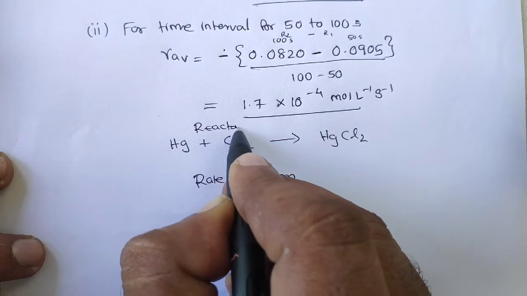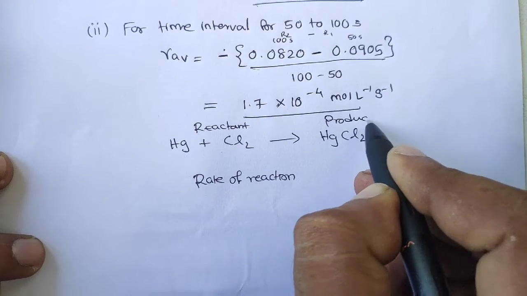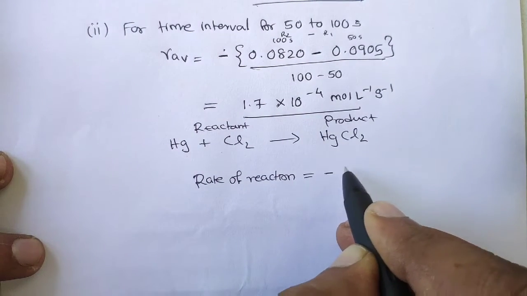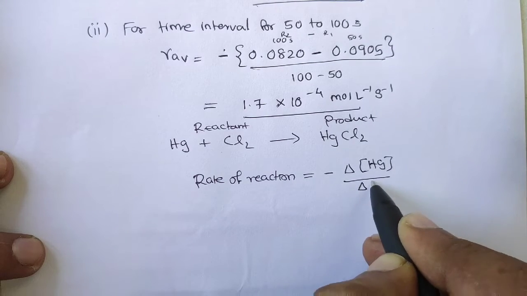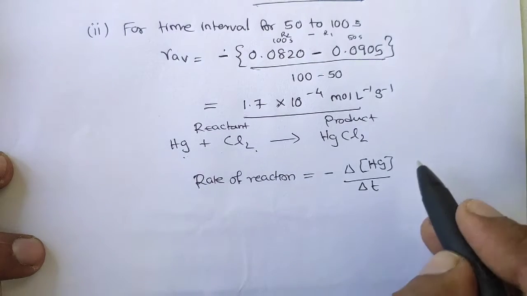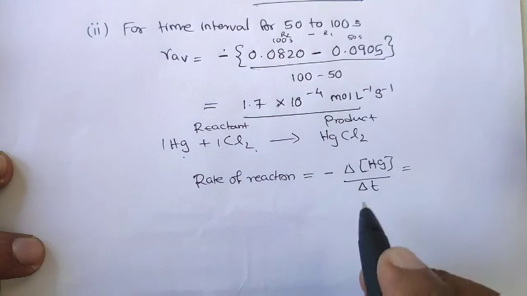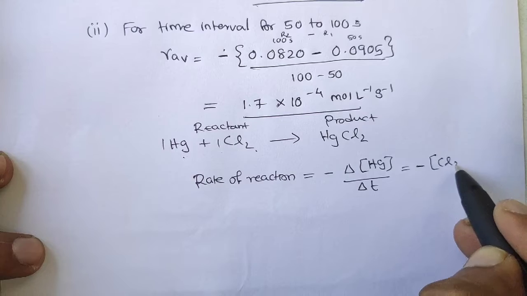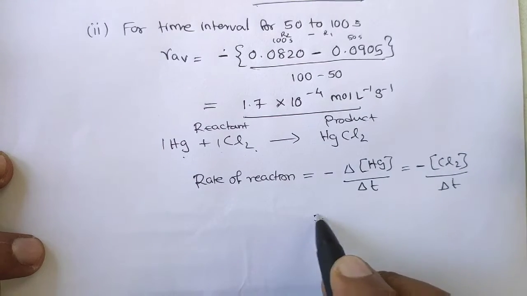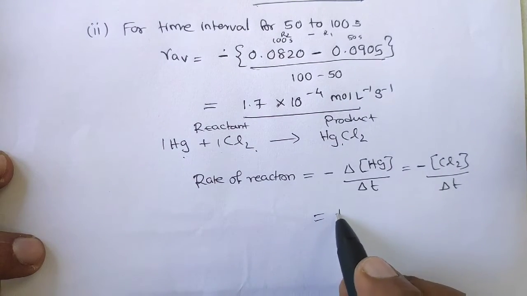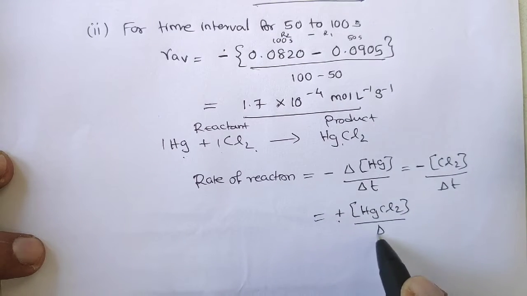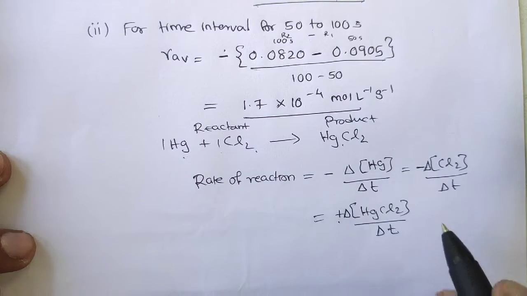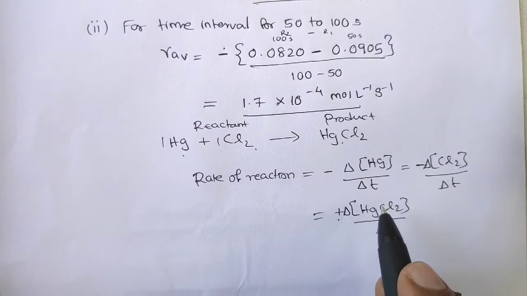So if I want to write the rate of reaction, for the reactant part and the product part, clear. The reactant part is given as minus change in concentration of Hg upon delta T. For chlorine, because the coefficient is 1, there is no need to write 1 upon 1, so minus change in concentration of chlorine divided by delta T. But for the product part, there is a plus sign. If you don't write plus also, it is considered a positive sign here. Divide by delta T, right? Here the change in concentration will come. Understood? So this is how to write the rate of reaction.